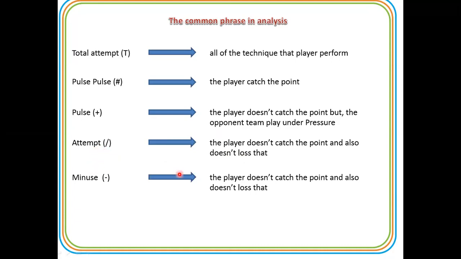But if the setter can do anything, we can give the attack a minus. The minus is when the player loses the point for herself. For example, in attack, the player hits the ball into the block, or hits the ball directly into the net or out. Okay, that's it. I finished this presentation.